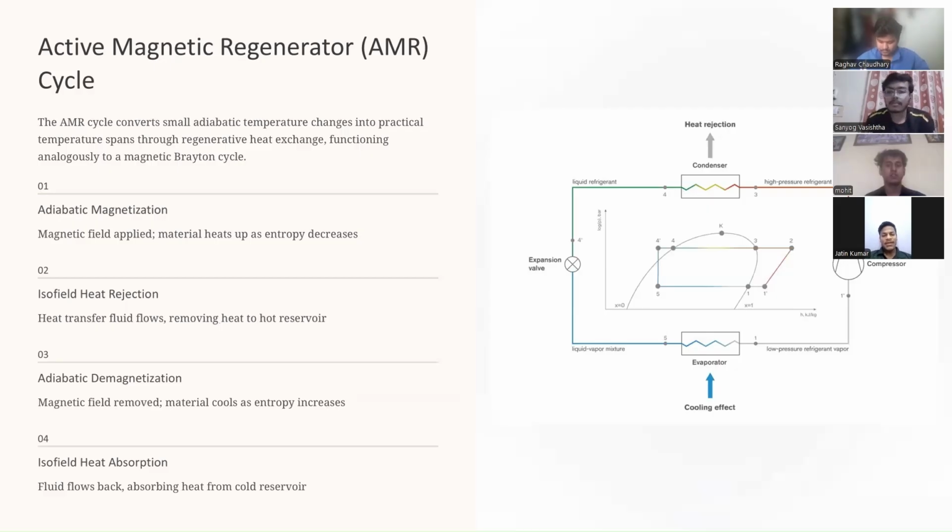When the magnetic field is removed, the material's entropy increases and it cools down. And after this, isofield heat absorption. Finally, the fluid flows back through the refrigerator and absorbs heat from the cold reservoir, producing the cooling effect. So overall, the cycle allows continuous heat transfer between hot and cold ends using the magnetocaloric effect, which is the key working principle of magnetic refrigeration.